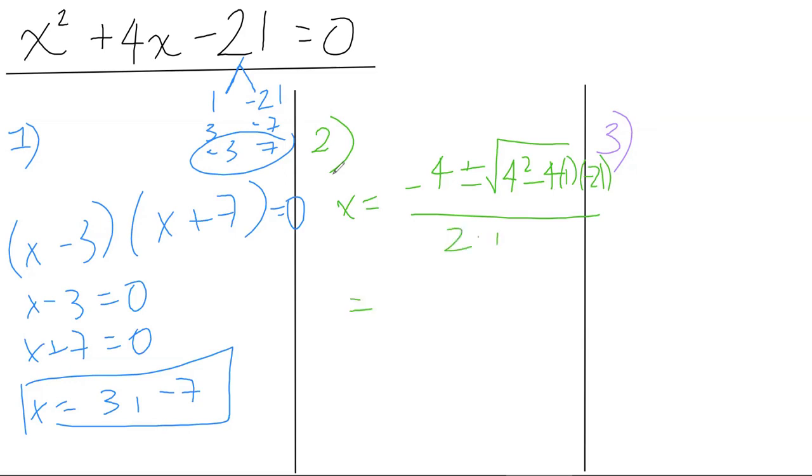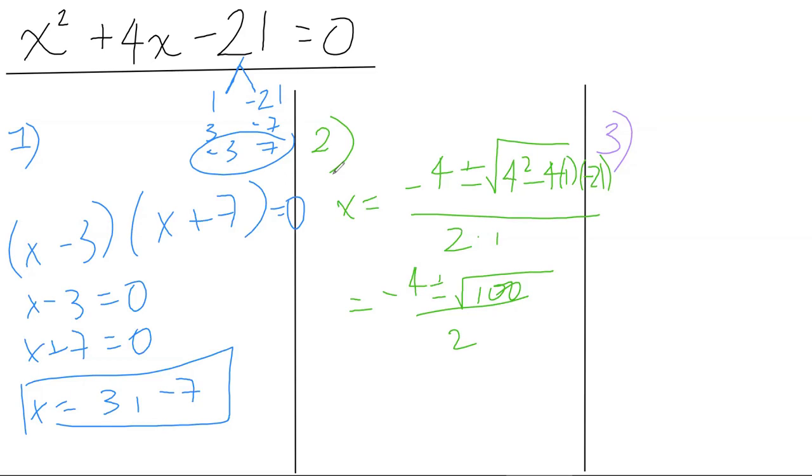And this is just equal to negative 4 plus or minus the square root of 16 minus, that's a negative 84, so 16 minus a negative 84, which is 100, all over 2. So negative 4 plus or minus the square root of 100, well, that's just equal to 10. So negative 4 plus 10 divided by 2, and negative 4 minus 10 divided by 2.